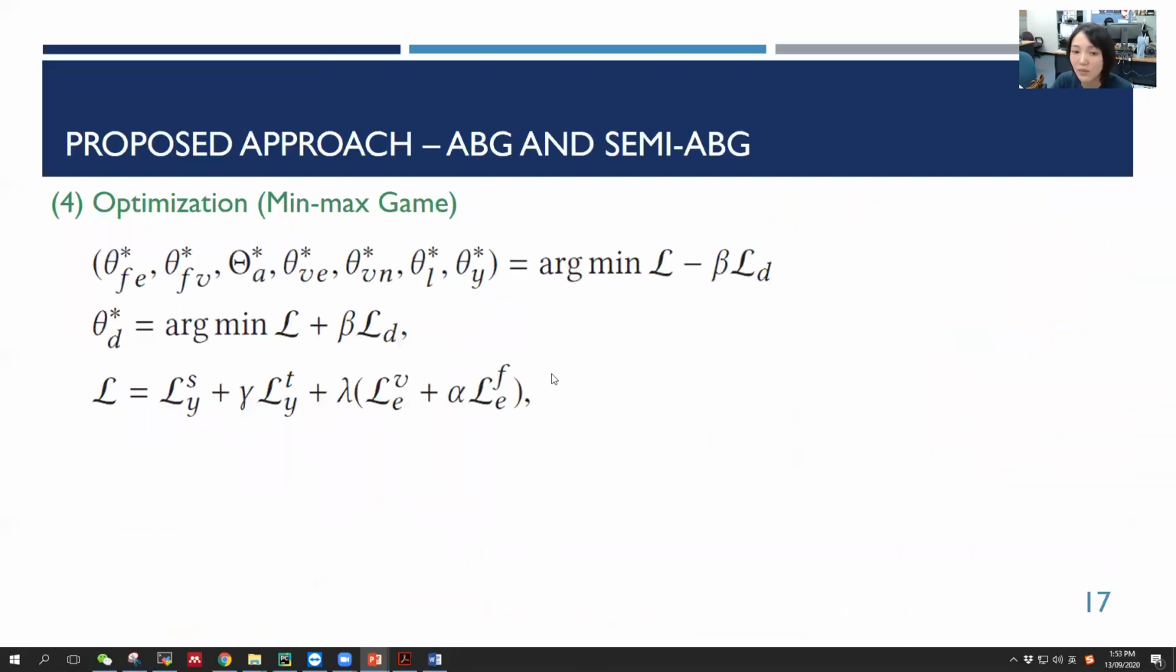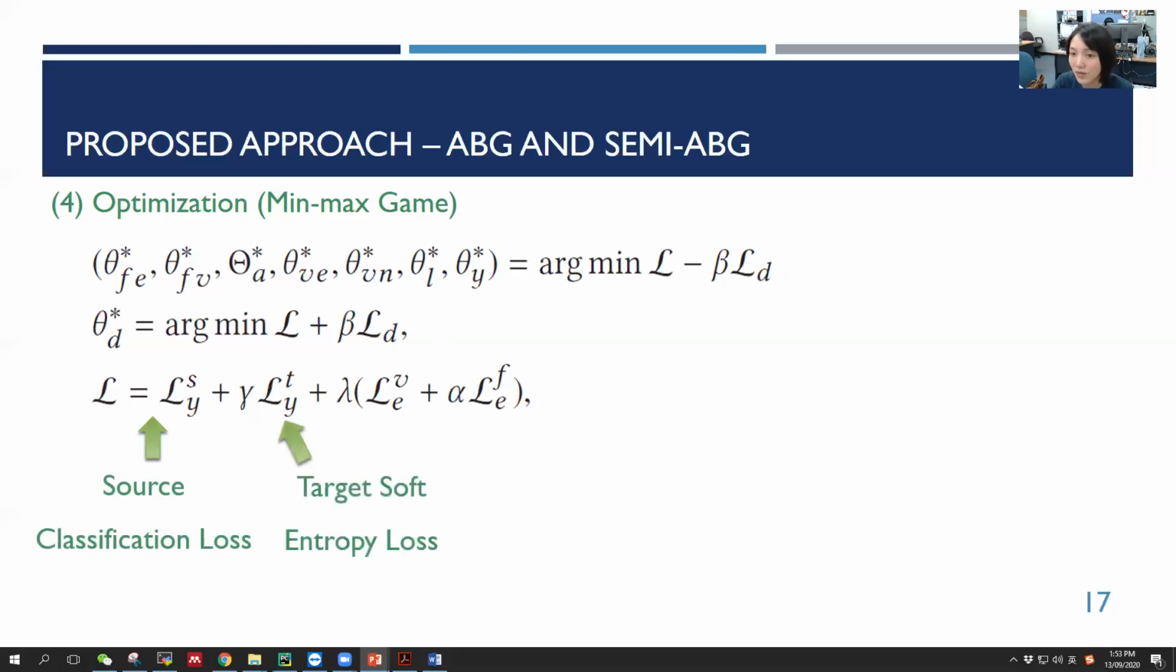And lastly, the proposed model is trained in a min-max manner. Along with the graph neural networks, the classifier is trained to maximize the domain loss to close the domain gap, while minimizing LYS, the cross-entropy loss of the labeled source data, and LYT, the soft entropy loss for unlabeled target data, which alleviates uncertainty of predictions.